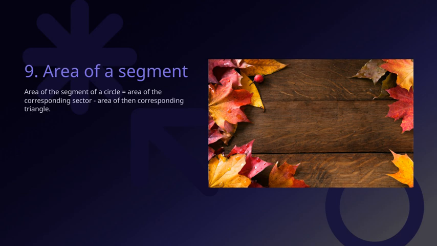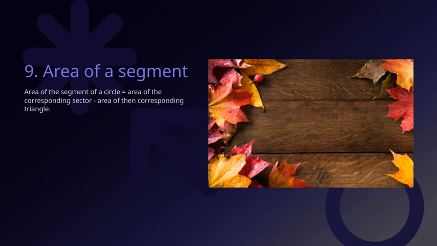Now, let's explore the area of a segment within a circle. The key idea here is that the area of a segment is found by taking the area of the sector that the segment subtends and then subtracting the area of the triangle formed by the 2 radii and the chord. Essentially, this means that if you imagine the sector, which is like a slice of the circle, and then remove the triangular portion at the center, what remains is the segment. This concept is important because it allows us to calculate the area of any segment by breaking it down into more manageable parts, the sector and the triangle.